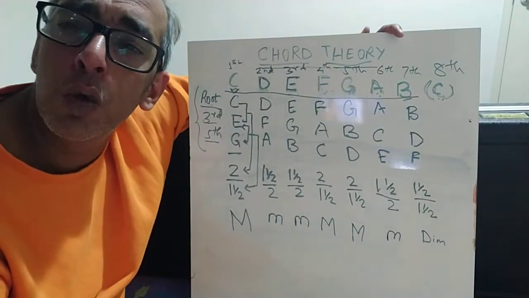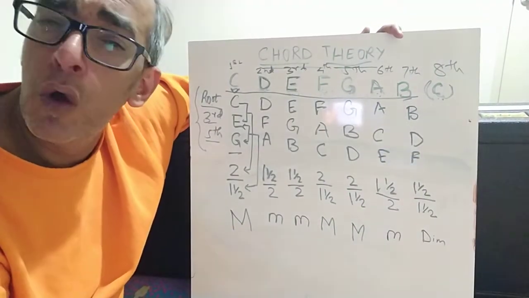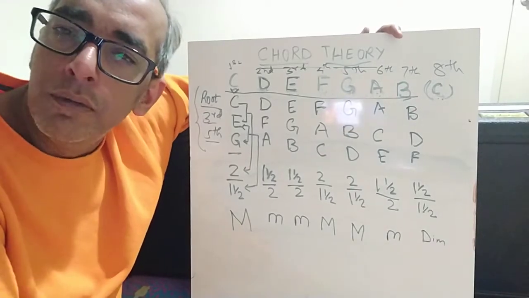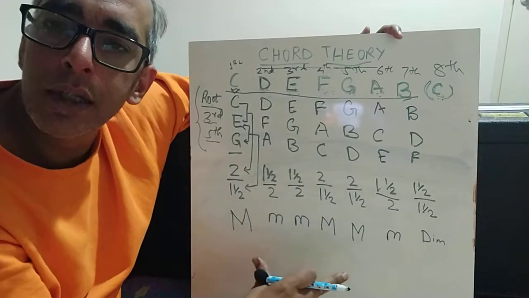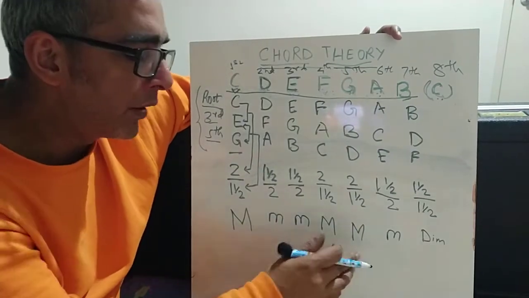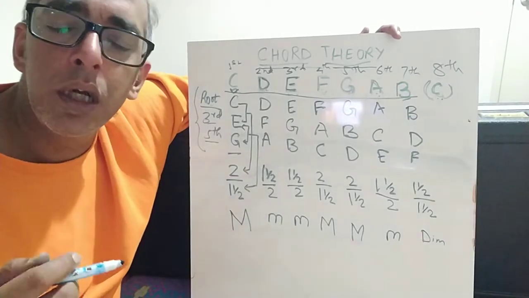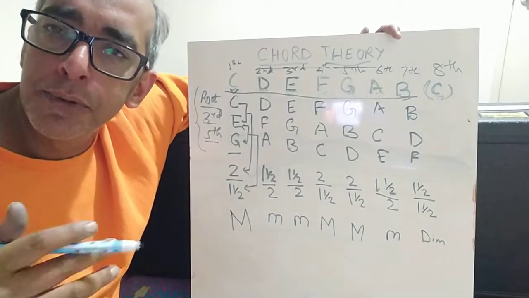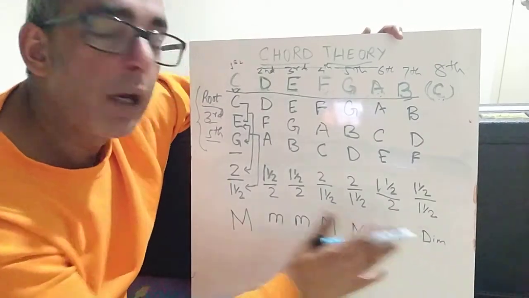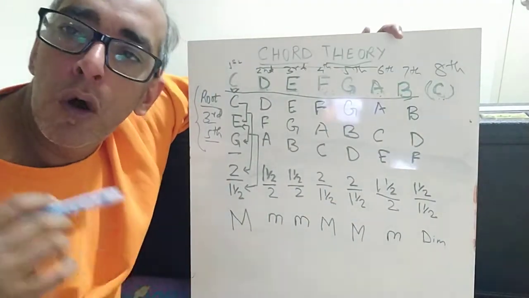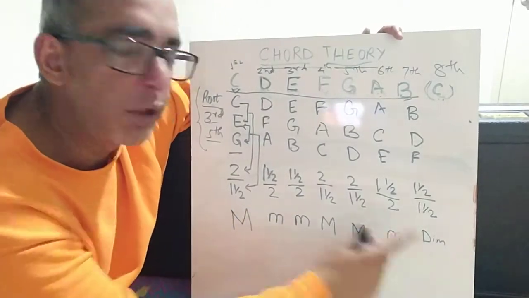Generally the diminished chord is not used much in Bollywood songs or in rock. We only play with these six chords, major and minor. The diminished chord we don't use. Diminished is more often used in jazz music, right? But from our understanding perspective, we should always know that 1.5 over 1.5 is the diminished chord, right?